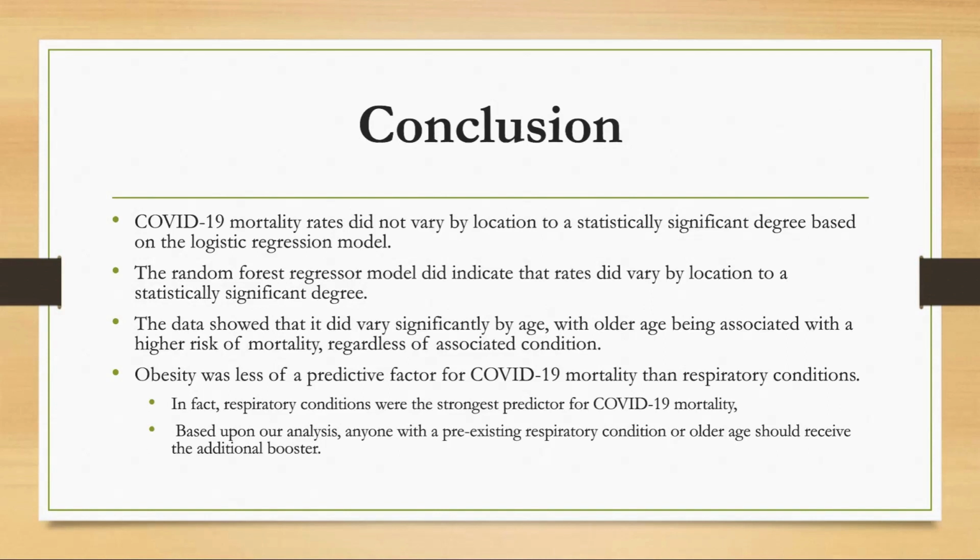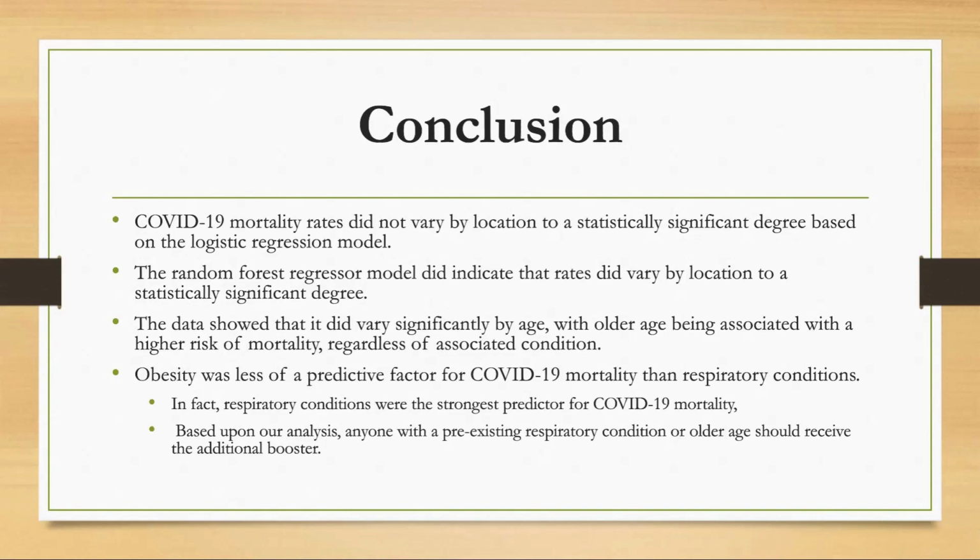So from our logistic regression model, and Jacob touched on this a little bit, we were unable to prove from a statistically significant perspective that mortality rates varied by location. Our initial impression was that those areas where there were higher populations in more compact areas, such as New York or Florida, California, would prove to have higher mortality rates just due to proximity, just the amount of people that are as close as they are to each other.